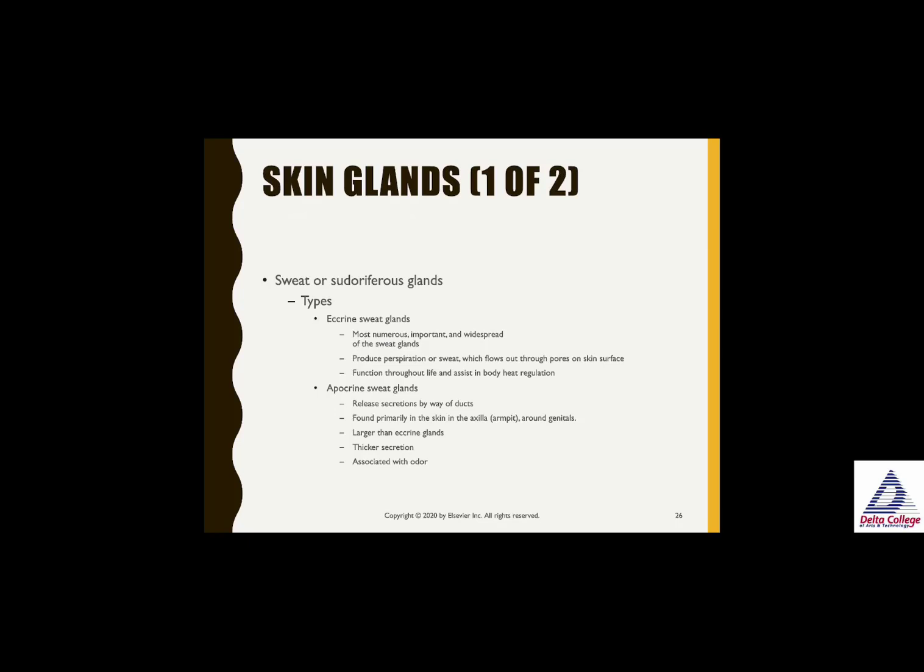Now let's talk about sweat or sudoriferous glands. Sudoriferous glands are what we think of for odor, right? They're kind of stinky. So we have different types. We have eccrine sweat glands and apocrine. Our eccrine sweat glands are the most numerous, they are important, and they're widespread. They produce perspiration or sweat, which flows out through pores on the skin surface and functions throughout life to assist in body heat regulation.